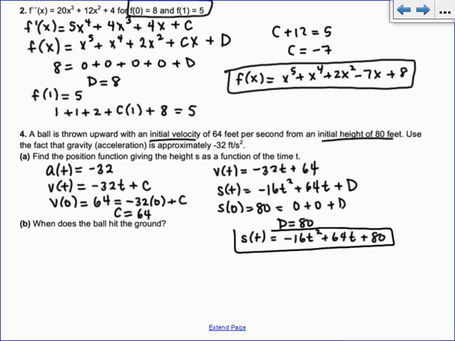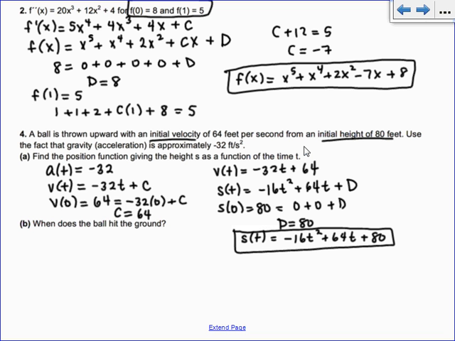Okay, so in a lot of Algebra 2 books or pre-calc books, you often saw the formula -16t squared plus v sub 0 t plus h sub 0. That's where that's coming from. Okay, so that's a common formula, and it comes from calculus.